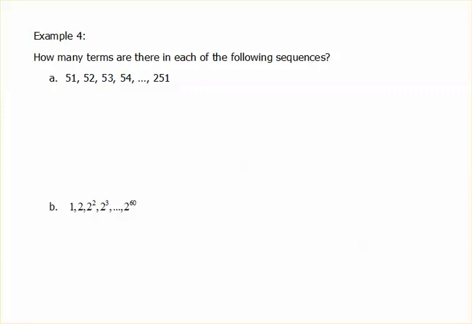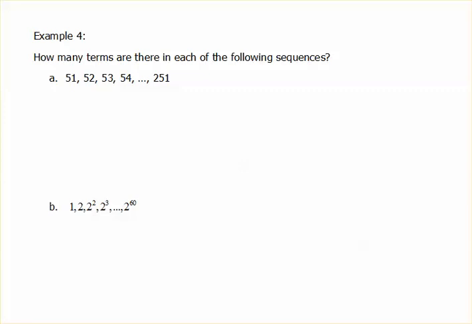Is that one of those special types of sequences that we've seen already? Which one? This one would be an arithmetic sequence because we're going up, adding 1 to get from each term to the next term. So that means it has a common difference of 1.